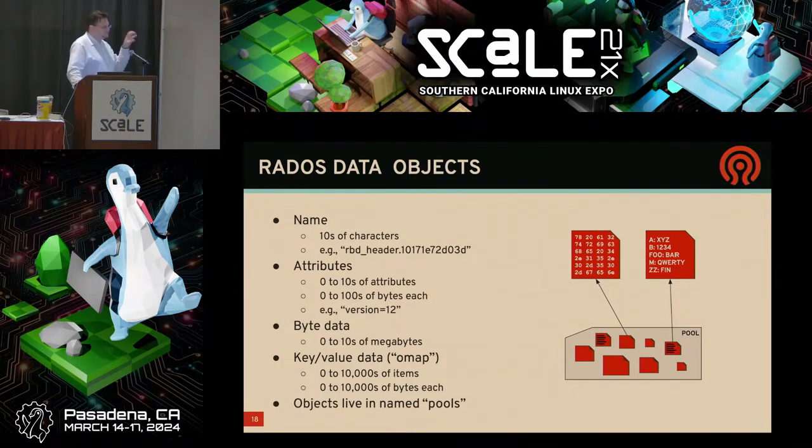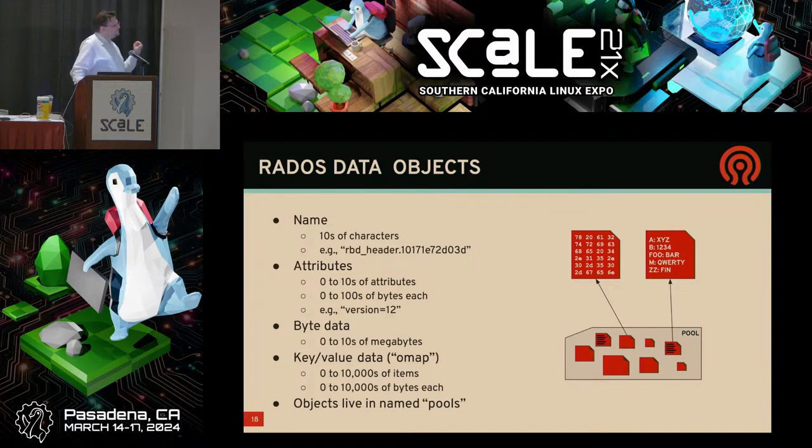RADOS data objects, which are the chunks that get stored in the RADOS cluster, contain data, but they also have some metadata attributes that they can carry with them, like version number and things like that. There is also the possibility of using Ceph as a key value store, which is what we call OMAP. In that case, you have keys and values instead of just plain blobs of data.